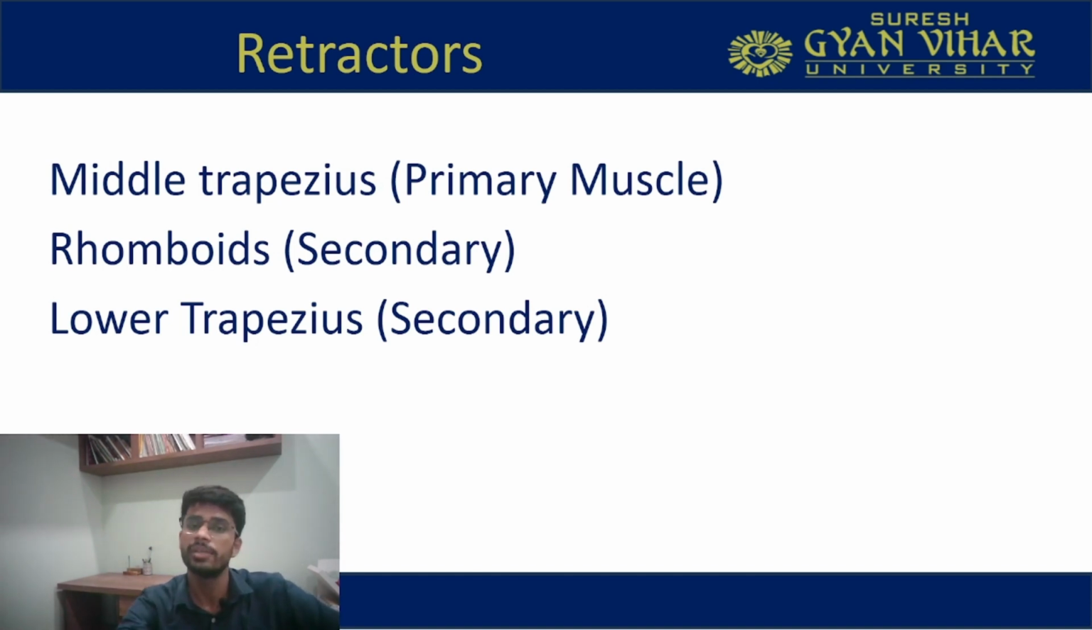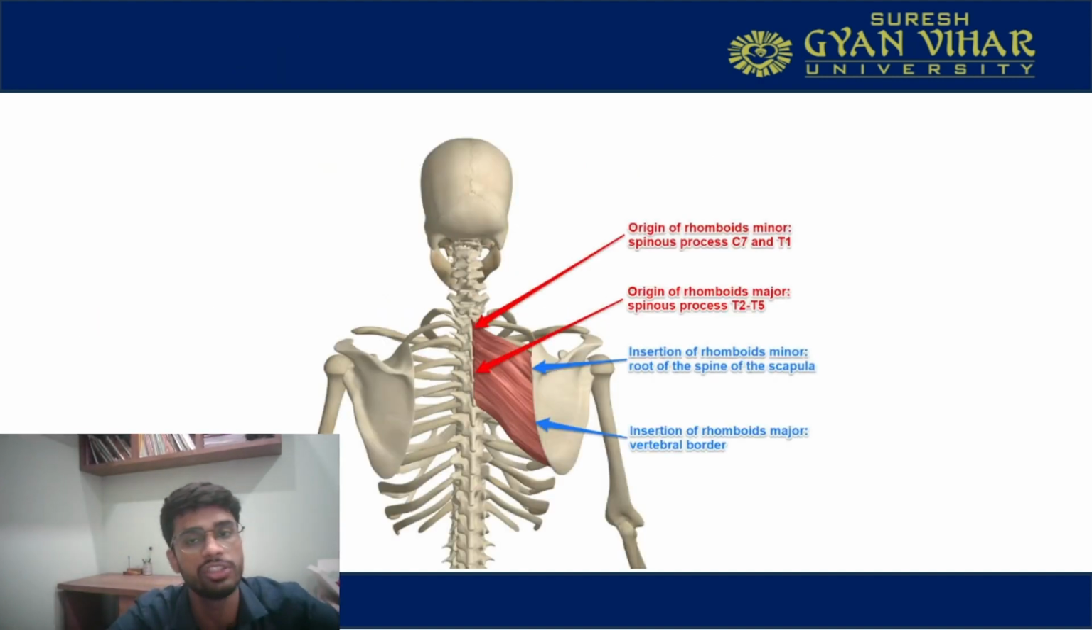Retractors. The primary retractor muscle is your medial trapezius, and secondary are your rhomboids and the lower trapezius, and we have seen the origin and insertion of all these three muscles.